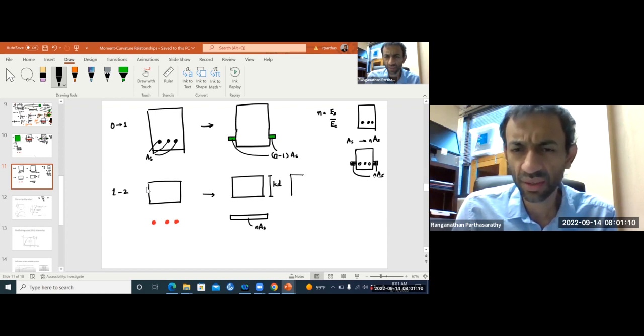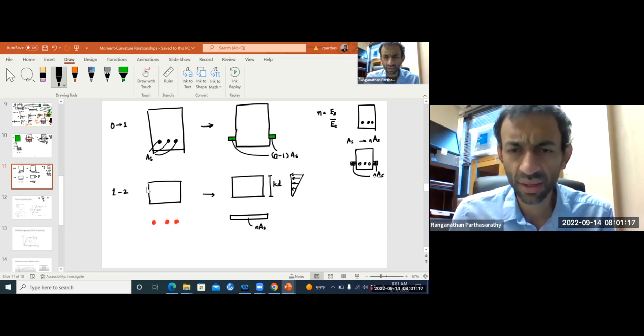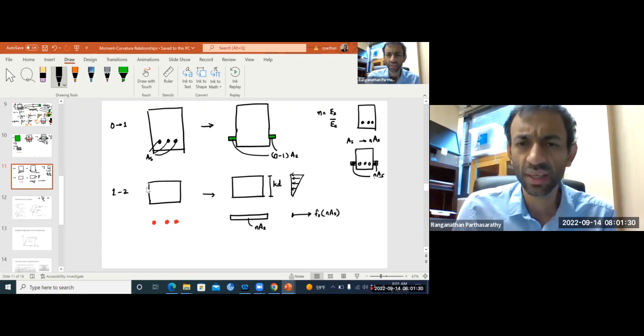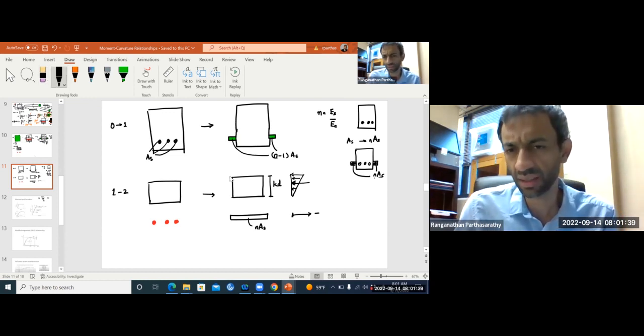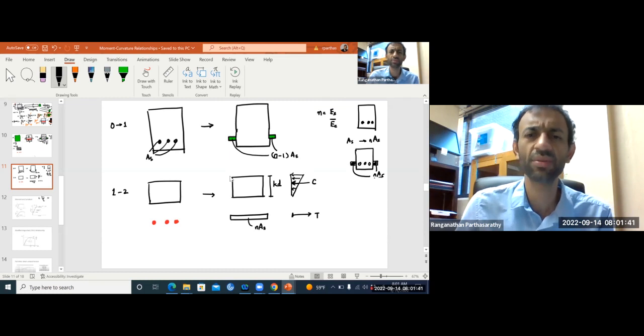So I will draw the forces here. Your compression looks like that. It's still linear. All the stresses are still linear, directly proportional to strain. Here you have Fs times As. Here you have your concrete. T is the tension force, and C is the compression force.